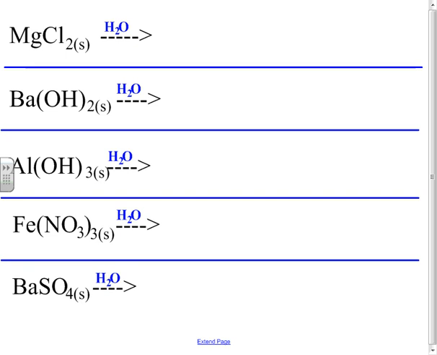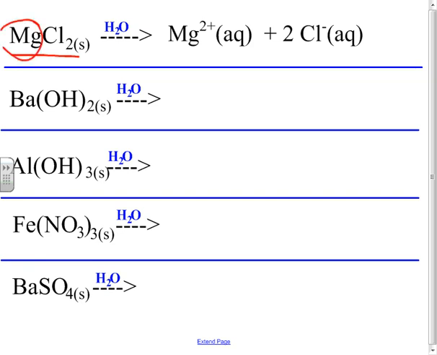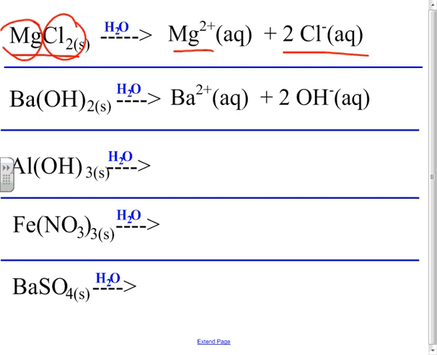So if we look at magnesium chloride as a salt, the solubility rule says chlorides are soluble except for lead, mercury, silver. This is not one of those, so it is soluble. So when you put it in water, it will dissociate into its ions. It's made up of a magnesium ion and 2 chloride ions, so we get a magnesium ion and 2 chloride ions. Barium hydroxide is one of the soluble hydroxides considered to be a strong base, and so it will dissociate into a barium ion and 2 hydroxides.